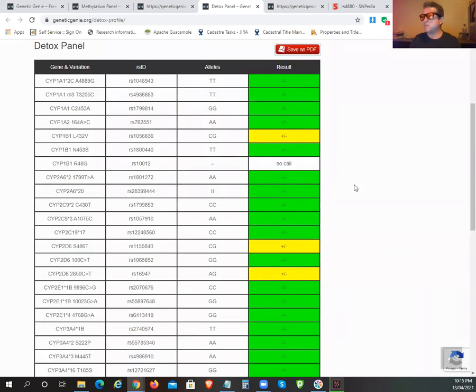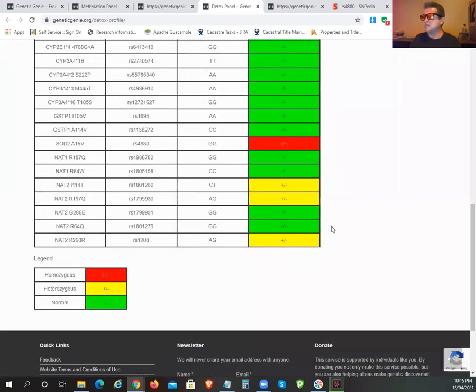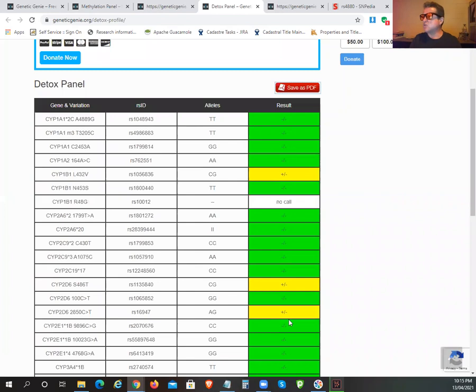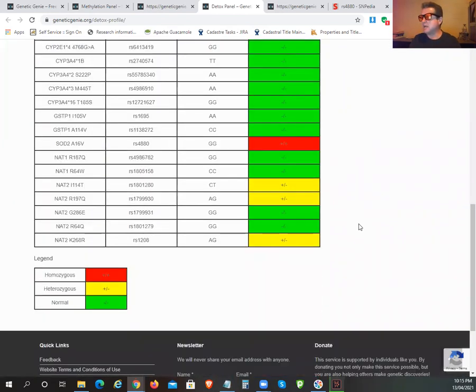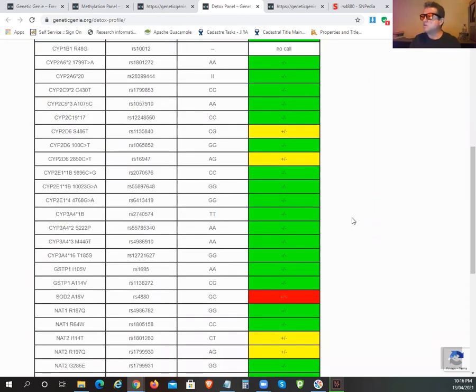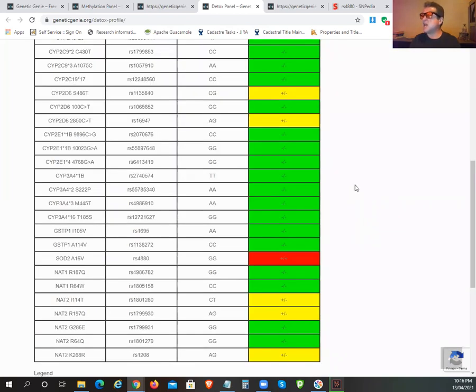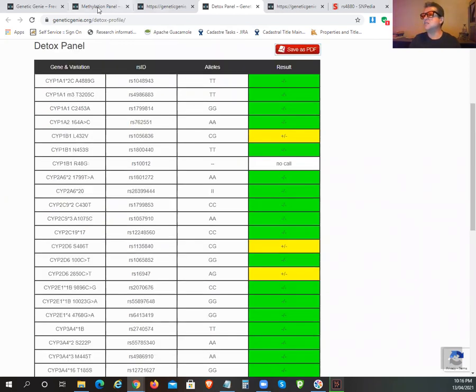That's basically somewhere in between. So the majority of my detox pathways are fairly good. I've seen worse. I know Chris Masterjohn has far worse on his panel in terms of detox. So I'm a bit better in that regard, substantially better than a vast proportion of the population. So I've got, as I said, pretty good detox genes for most things.